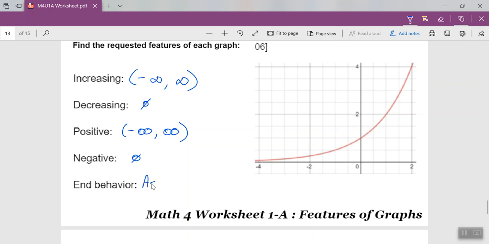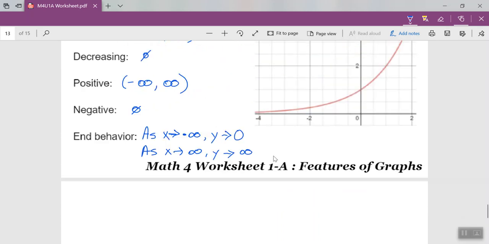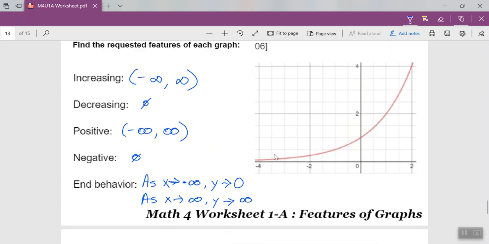As the end behavior, a slight tweak here: as x approaches negative infinity, y is approaching not infinity, but it's approaching 0. And now going out the other end, as x approaches positive infinity on the right, y is going up forever. And that should do it for 4, 5, and 6 here at Worksheet 1A.